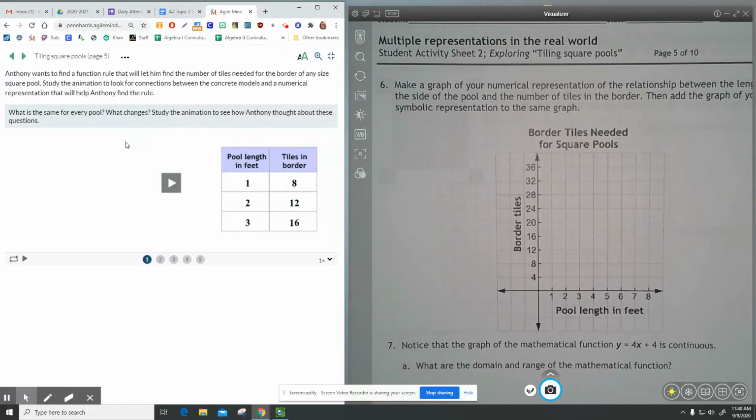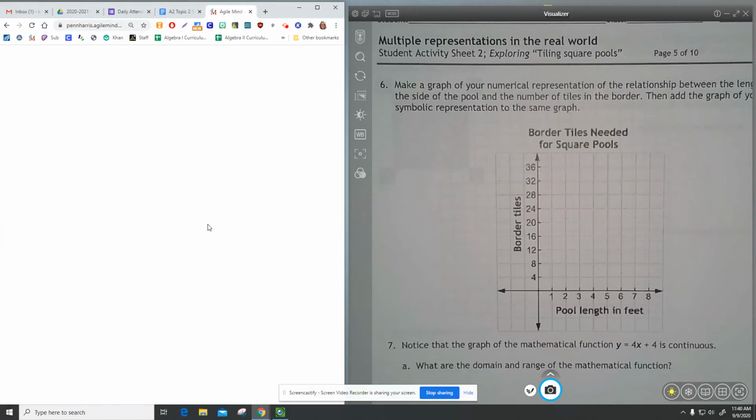Man, my Agile Minds is going extremely slow today. We're going to jump over to page 8 on Agile Minds.